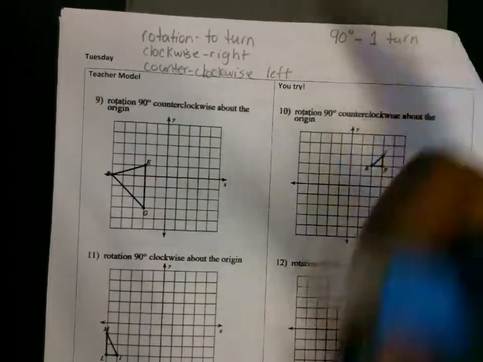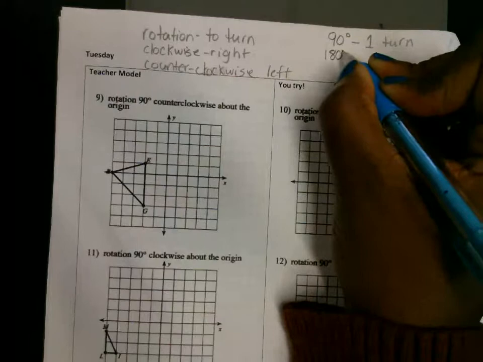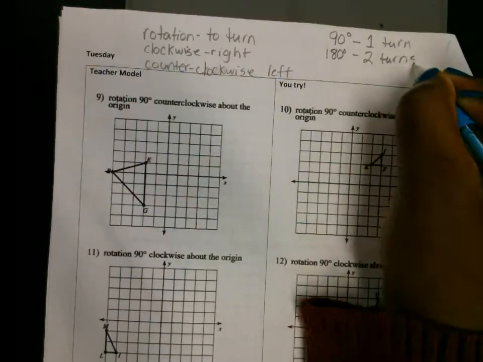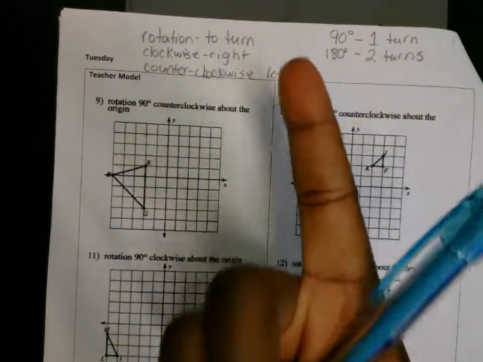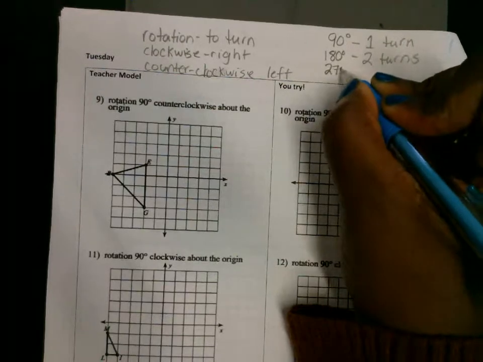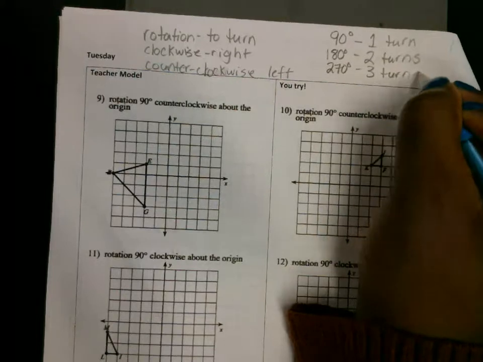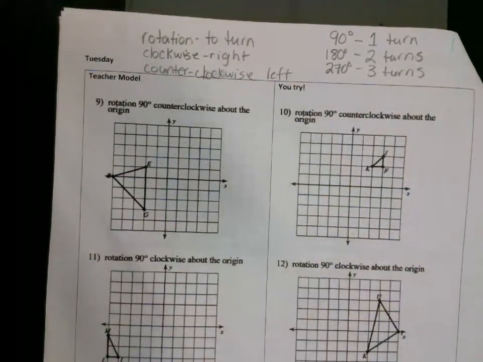So two turns is two 90s. 90 plus 90 is 180. That's two turns. Okay, three turns is three 90-degree angles. 90 plus 90 plus 90 is 270 degrees. That's three turns. And remember, 360 degrees doesn't look like it moved at all. So we don't usually use 360 degrees because it's back in the same location again.